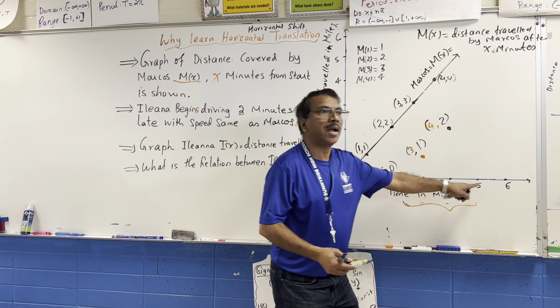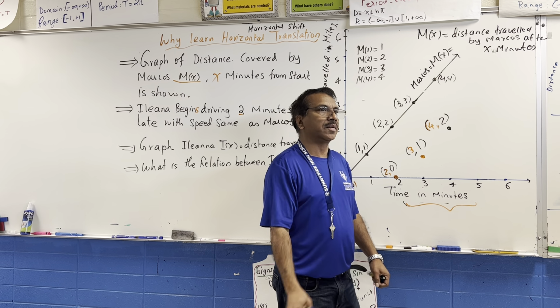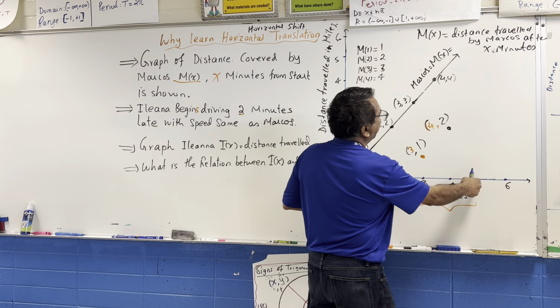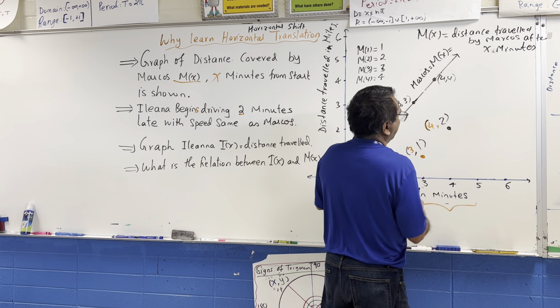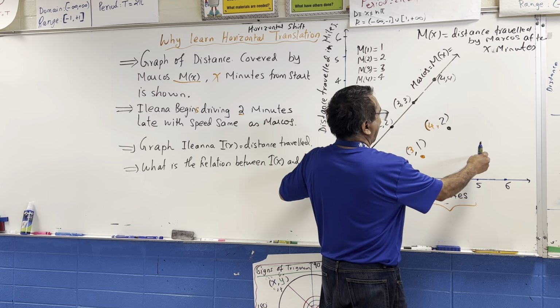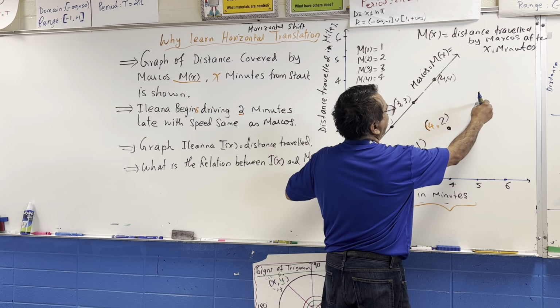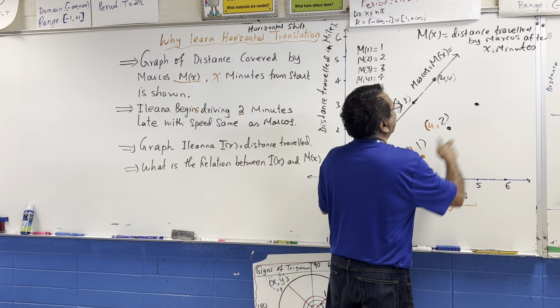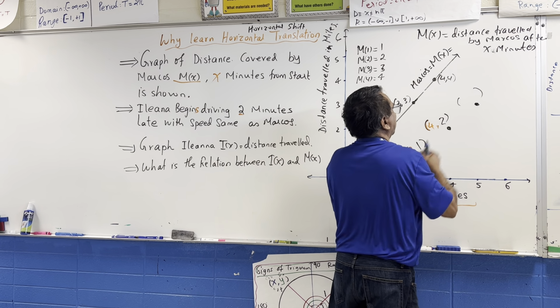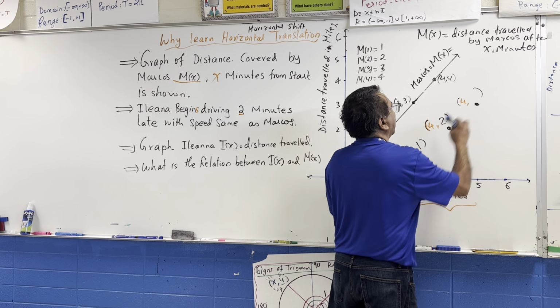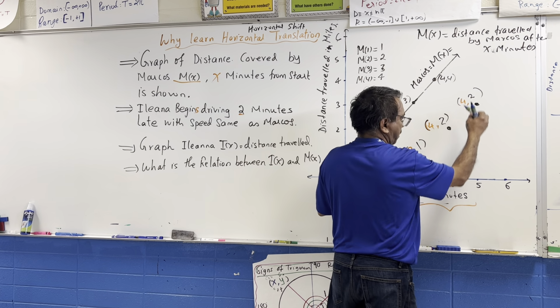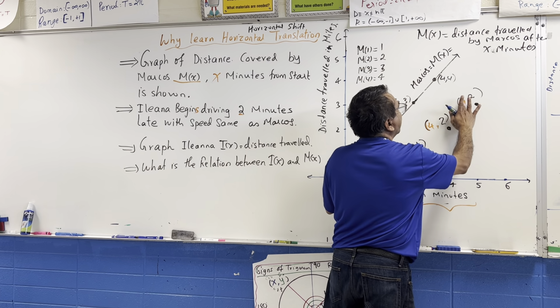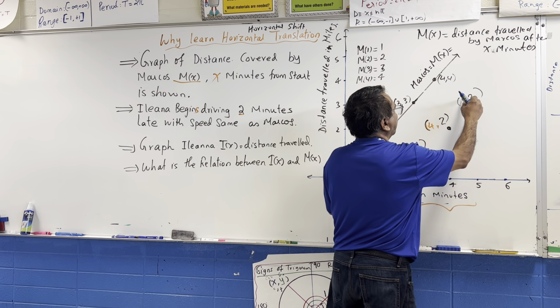Again, 3 miles, because she covers the same distance, right? So after 5 miles, ELianna's distance will be 1, 2, and 3. That's the distance. So this will be 4 and so it is 5 here. It is 5.